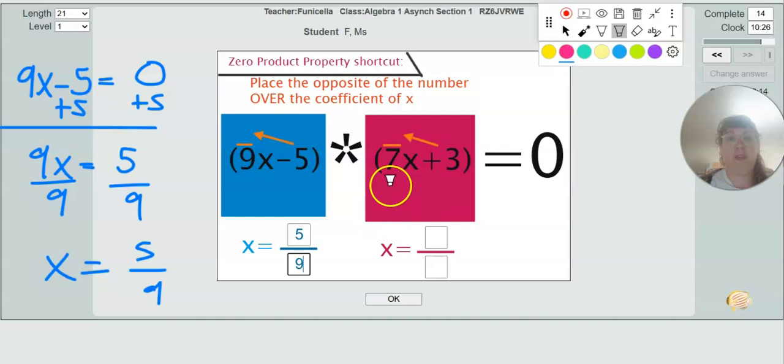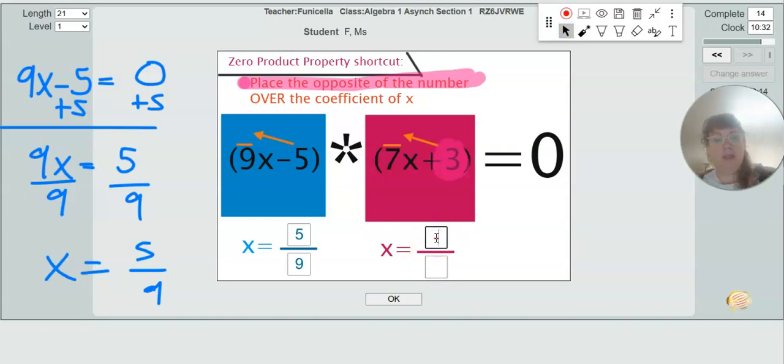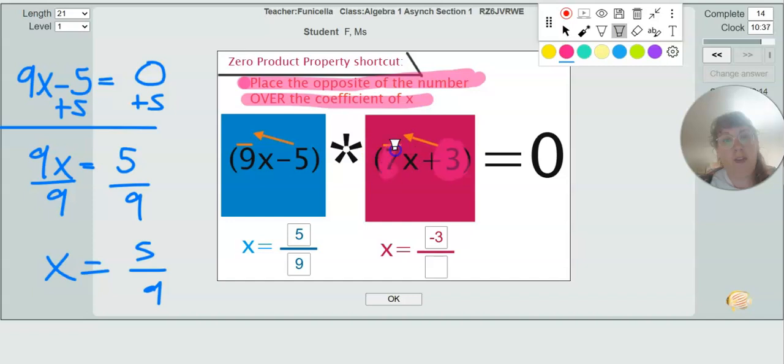And I'll do this next one with the shortcut. We're going to take this positive 3 and do the opposite of the number. So it's going to become a negative 3. And then we're going to put it over the coefficient of x, which is 7, like so. And essentially all we're doing here is subtracting 3 on both sides and then dividing by 7. So it's negative 3 over 7. Hit OK when you're ready.